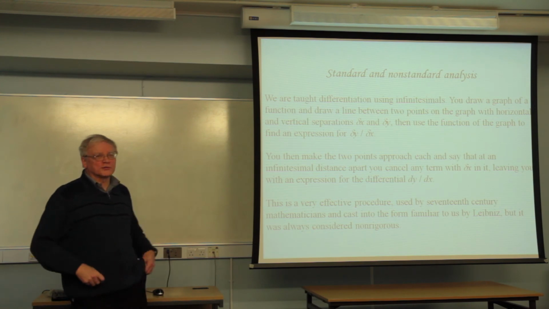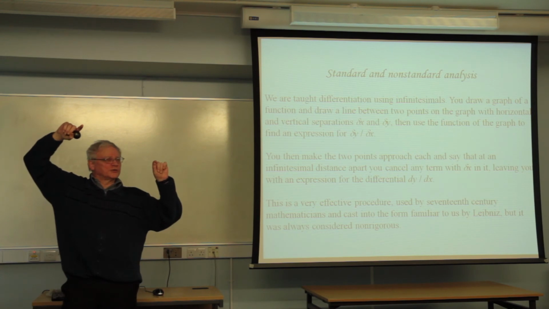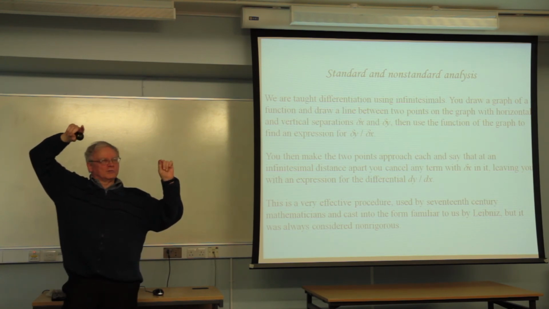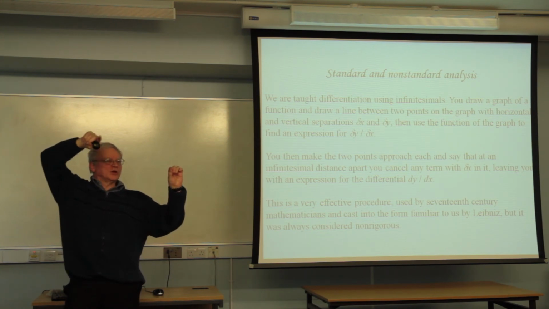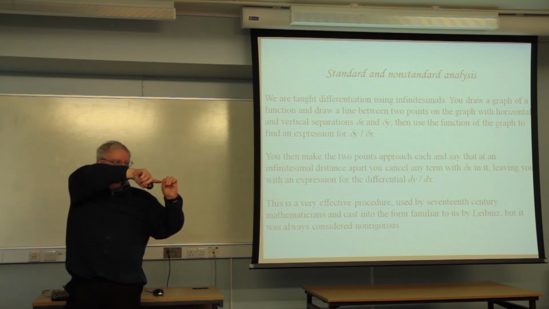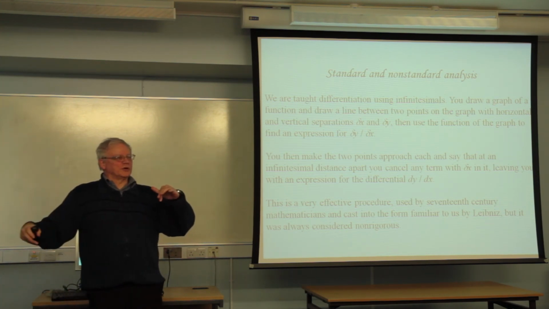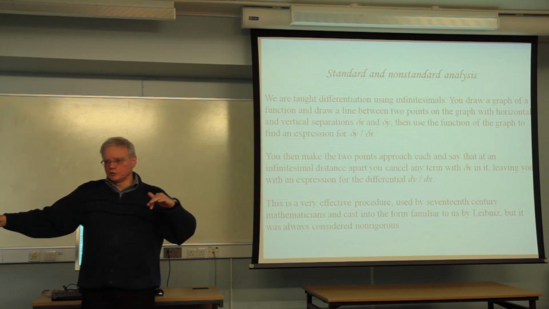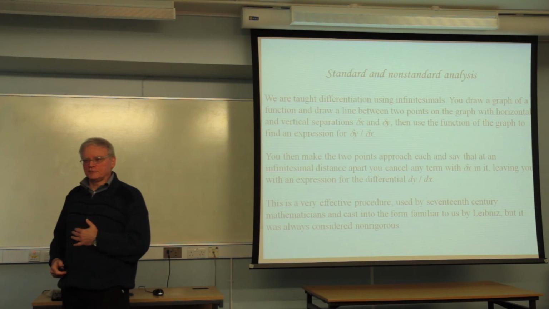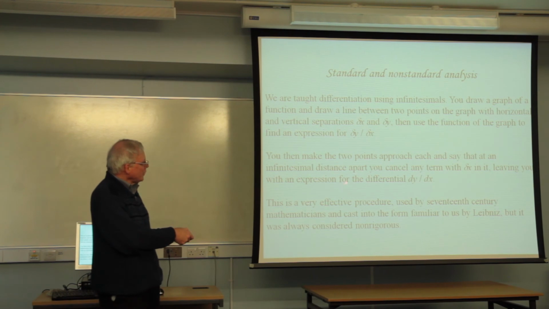Now, we taught differentiation using infinitesimals. Everybody learns it this way. You have a graph and you have 2 points separated by delta x and delta y, and you use the formula for the graph to find an expression for delta y over delta x. You then bring the points closer together until they become 1 point, and delta x tends to 0. And in the meantime, you've cancelled out all the delta x's, delta x squared, and all that. That's the method of infinitesimals. And this method was around in the 17th century, and eventually, when the 2 points coincide, you call it dy over dx.